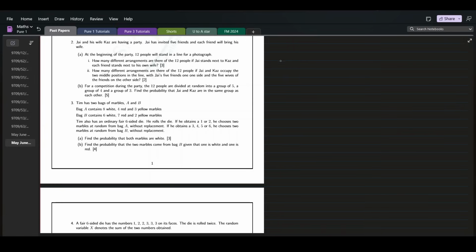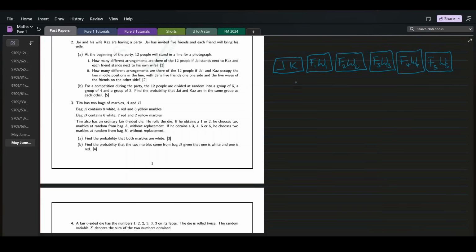Okay, so that would look like this. We've got Jay standing next to Kaz. These two are in a block of their own. And then we've got friend 1 together with the wife. And then we've got friend 2 together with their wife. And we'll repeat this, friend 3 with their wife. And we've got friend 4 with their wife. And then friend 5 with their wife.